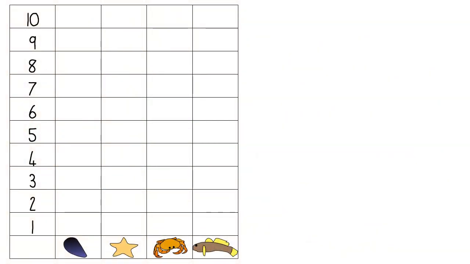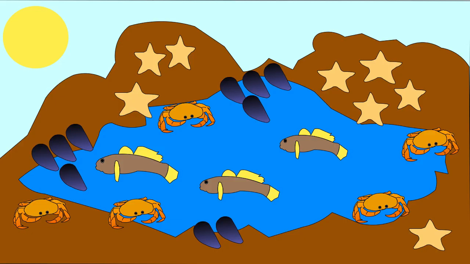When we look at this table, you will see numbers on the side. That number will show us how many of each creature is in the rock pool. At the bottom, you will see the creatures that we are going to count. We are going to count how many mussels there are.